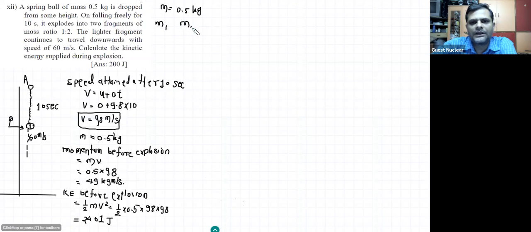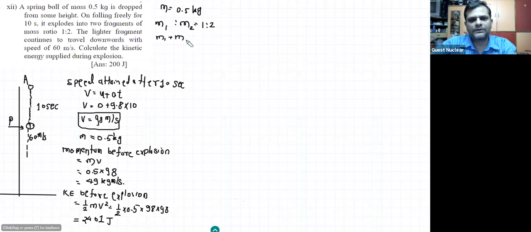Okay, and it is given that m1 is to m2 is equal to 1:2, and let us assume that m1 is the lighter part and m2 is going to be the heavier one. So m1 is to m2 equal to 1:2 and m1 plus m2 is actually 0.5.